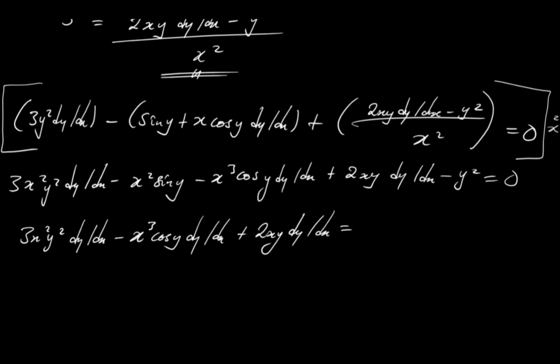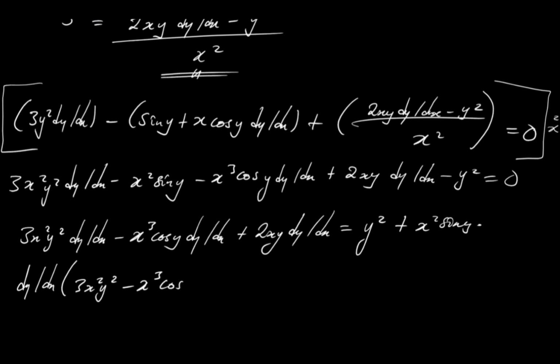So the negative y squared, because on the other side it becomes positive y squared. We can also get the x squared sine y, which is negative. If it comes inside, it's going to be positive. So x squared sine y. So from here, what we have to do is to factorize. So you can do dy over dx. If we pull out that, we'll be having 3x squared y squared minus x cubed cos y plus 2xy being equal to y squared plus x squared sine y.